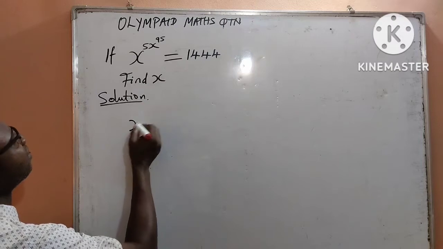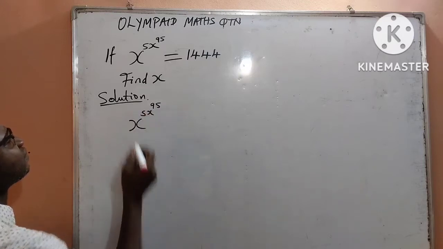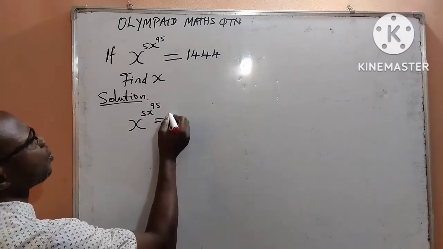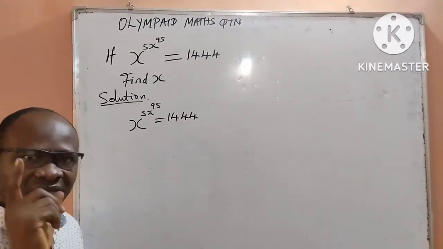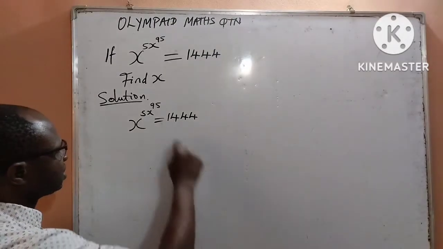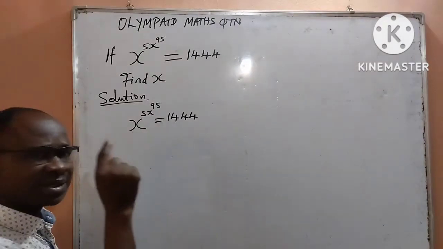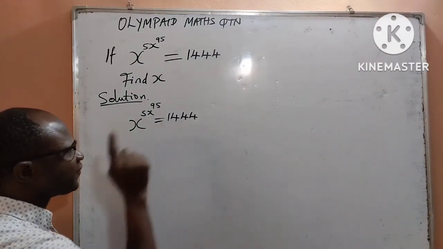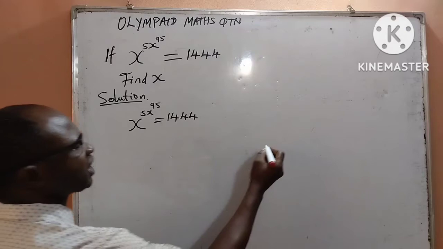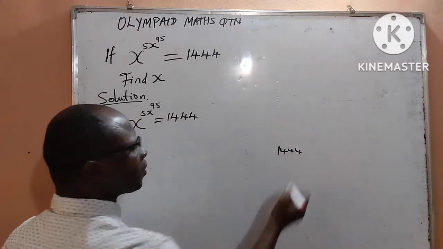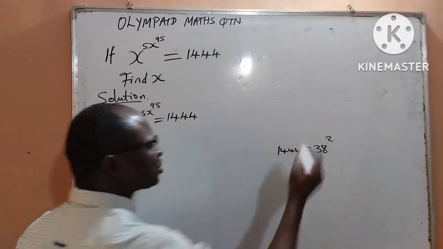x to the power of 5x to the power of 95 equal to 1444. The first key thing to do is to start from the right hand side and know how to write this 1444 in index form, and that is 1444 is the same thing as 38 raised to the power 2.